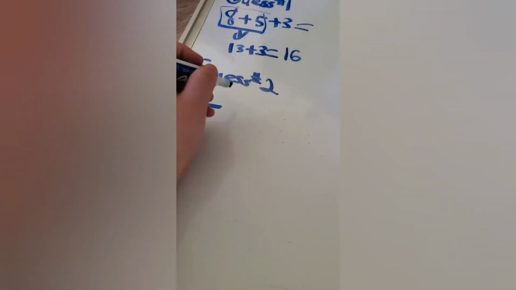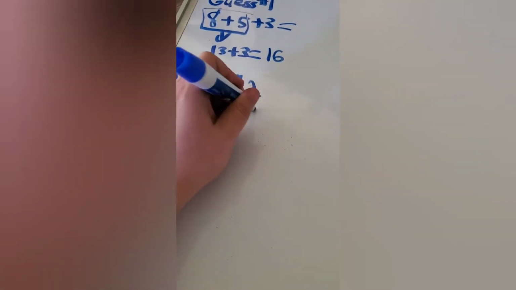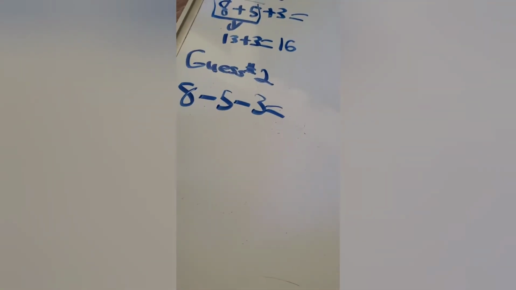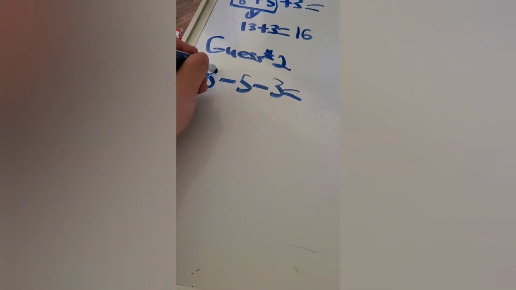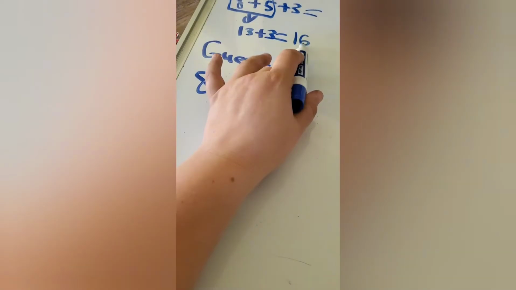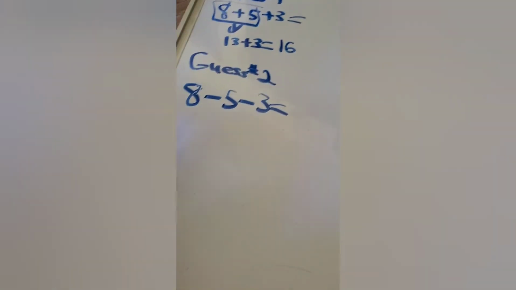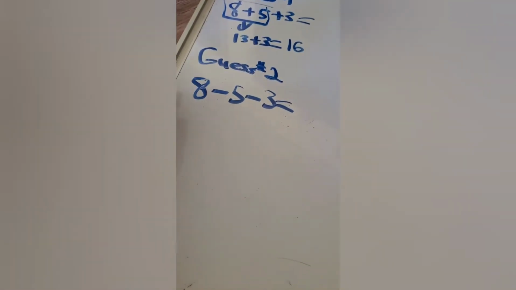Let's see. I'm going to take away. I'm going to put 2 subtraction signs in there. Let's see if that is right. Okay, because I was too high on this one, wasn't I? It does not equal 10.